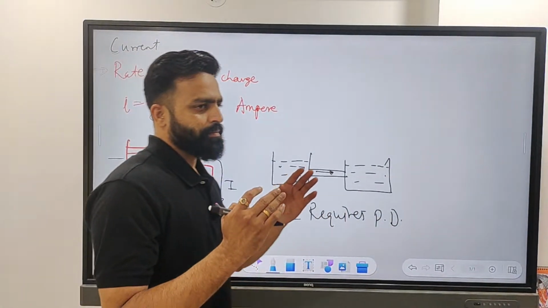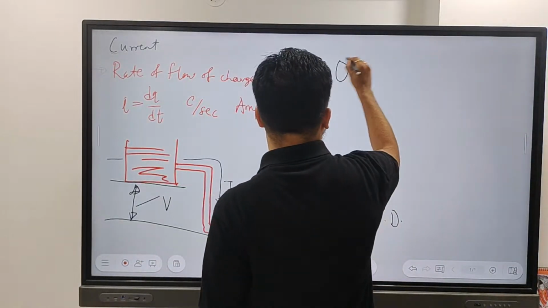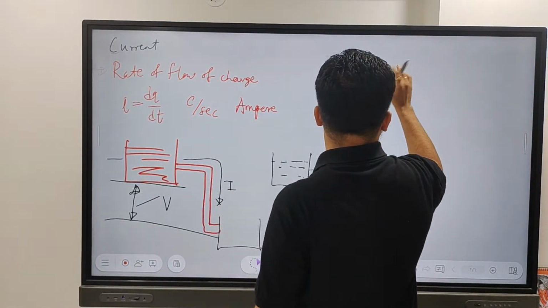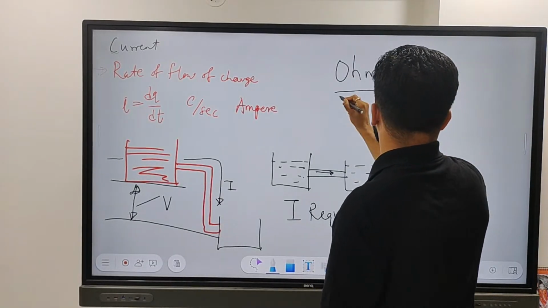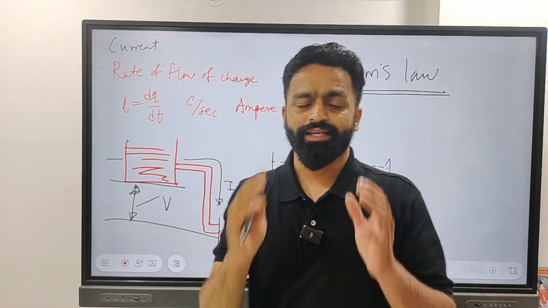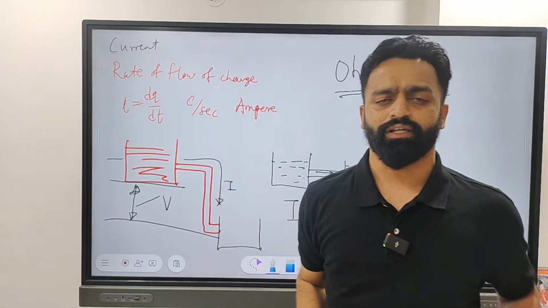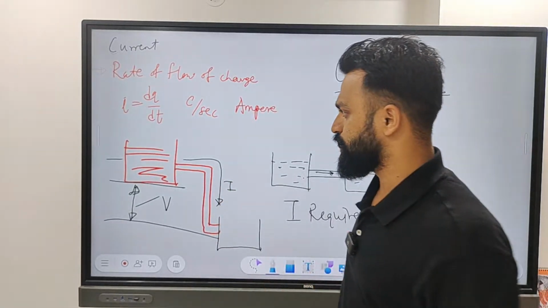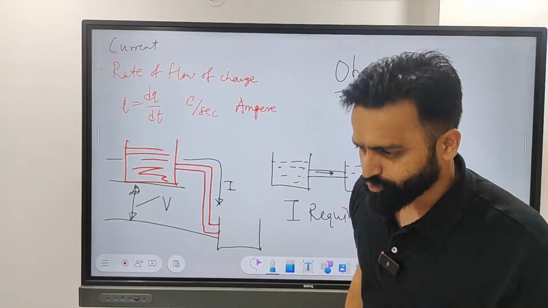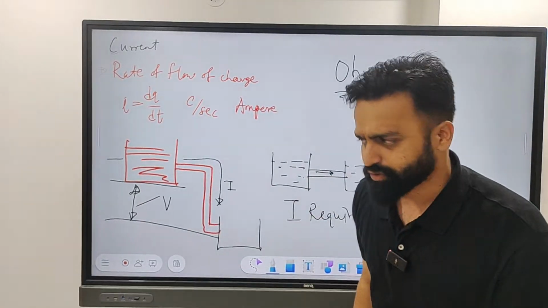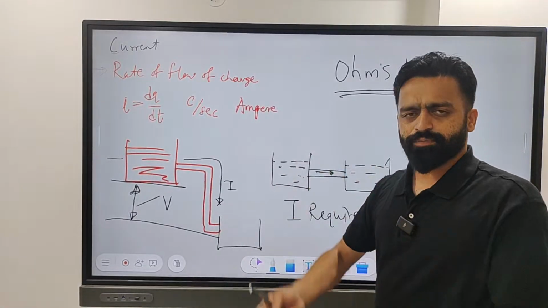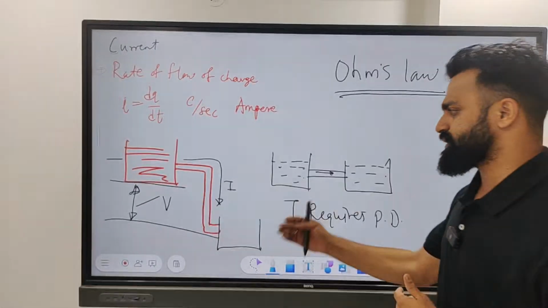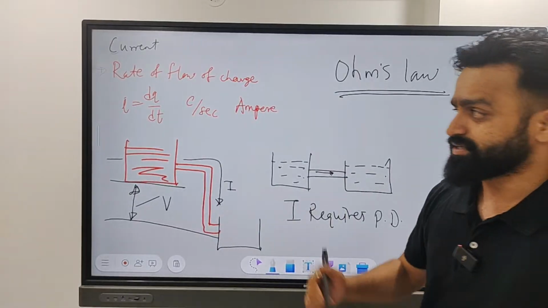Now by virtue of Ohm's law, we establish the relation between voltage and current. So what is Ohm's law? Next important thing. So far I have told you what voltage is, what current is, with the analogy of water tanks, to understand in the simplest possible way the relation between voltage and current. And now we are going to understand what is Ohm's law.